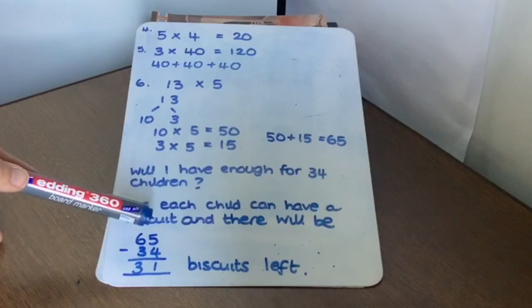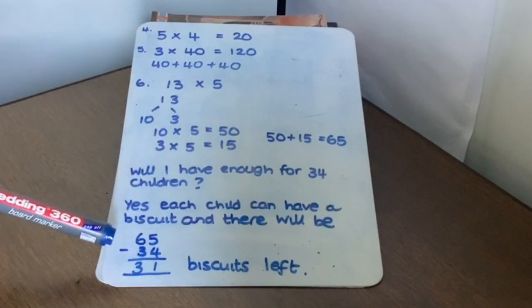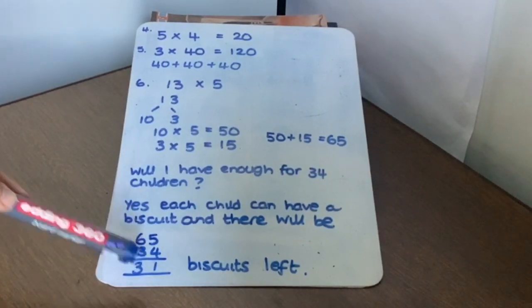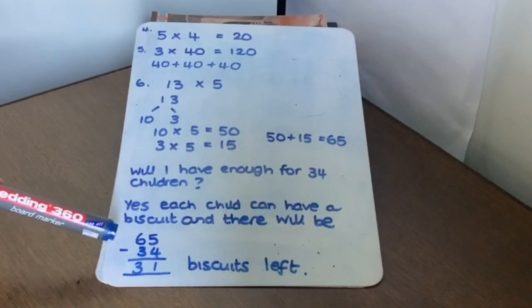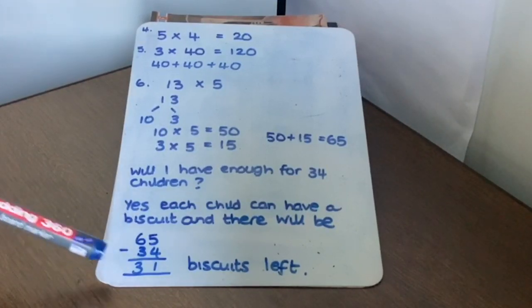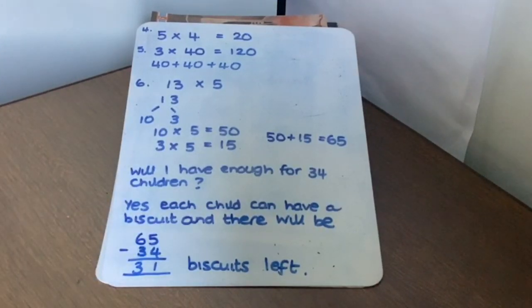If you remember, we start with the ones column, so 5 ones subtract 4 ones is 1. And then 6 tens subtract 3 tens is 3 tens, so 31 biscuits left. How did you get on with that? Really good, I hope. Well done, guys.